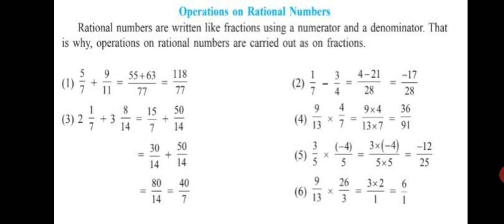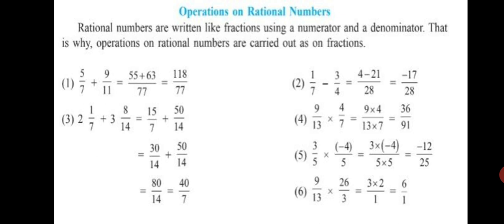So same like fractions, you're going to follow steps, equalize denominators and add the numerators that you get. Second sum, 1 upon 7 minus 3 upon 4. Again here we need to equalize denominators. So remember, for addition and subtraction of rational numbers, we have to equalize denominators. So 1 upon 7 we multiply by 4 and 3 upon 4 we multiply by 7. You get 4 minus 21 upon 28, which is equal to minus 17 upon 28. So that's how you are going to solve addition and subtraction of rational numbers.